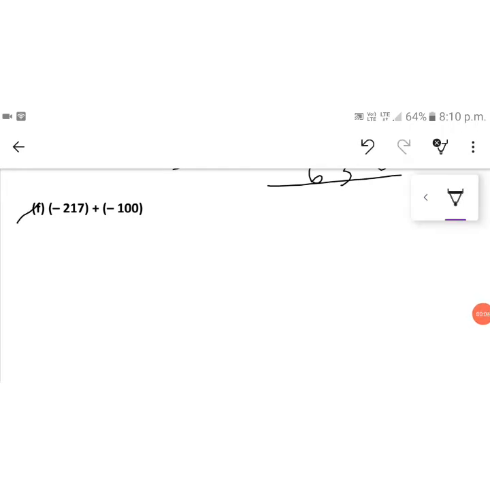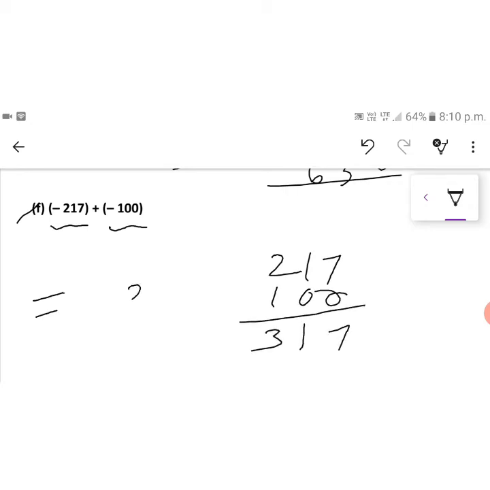F part. Here also the two numbers have the same sign. Then add the two numbers and give the same sign. 217 plus 100 equal to 317. Add these two numbers and give the same sign, minus. The answer is minus 317.